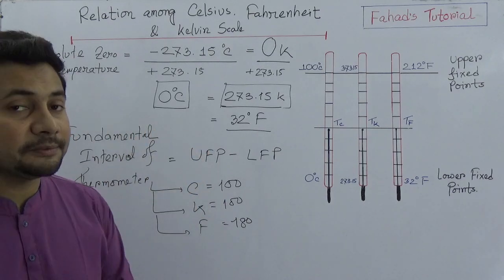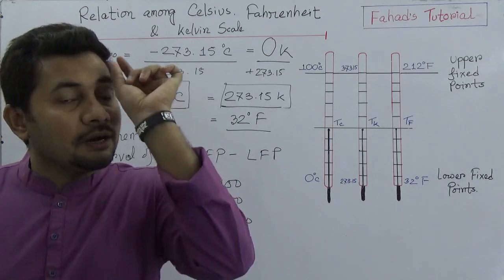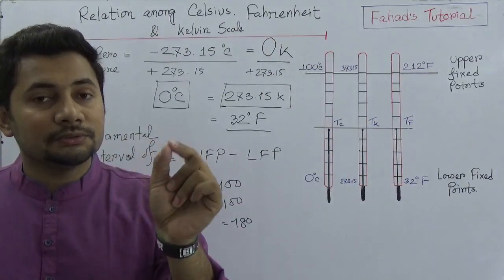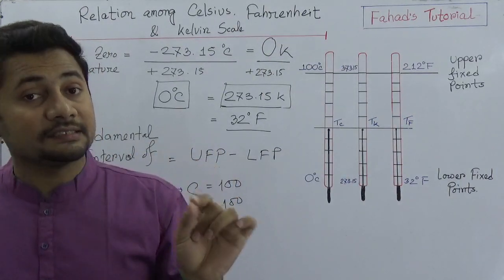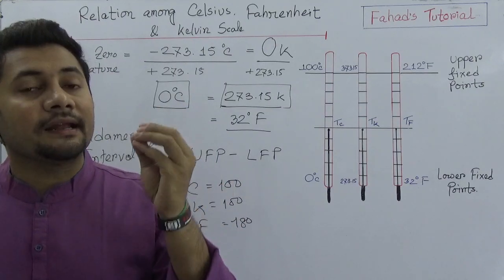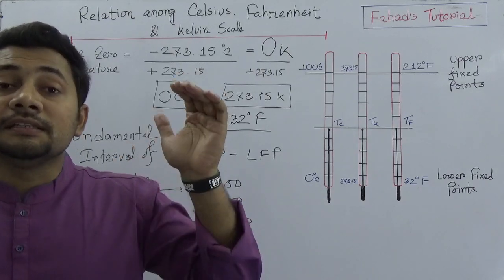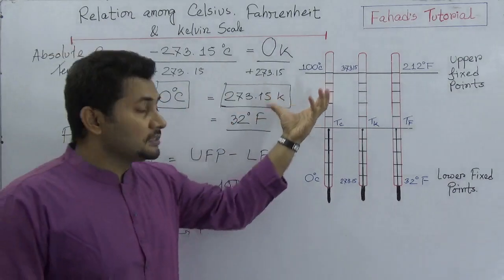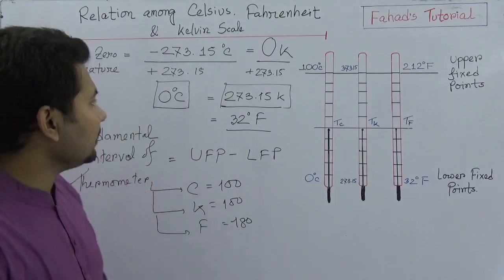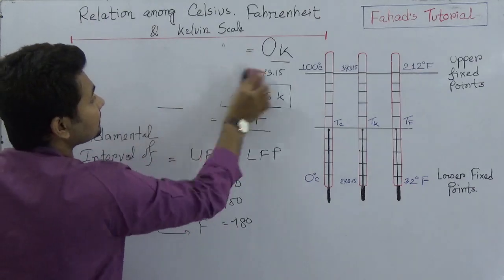Number one is absolute zero temperature. Absolute zero is the lowest value that we can imagine, that is minus 273.15 degrees Celsius, the coolest point. The other is the fundamental interval of a thermometer, which is the difference between the upper fixed point and the lower fixed point. Now let us think about what the equations and relationships between these scales are.